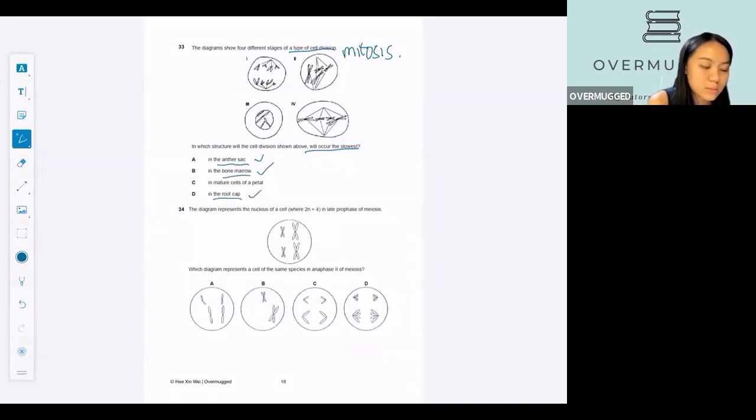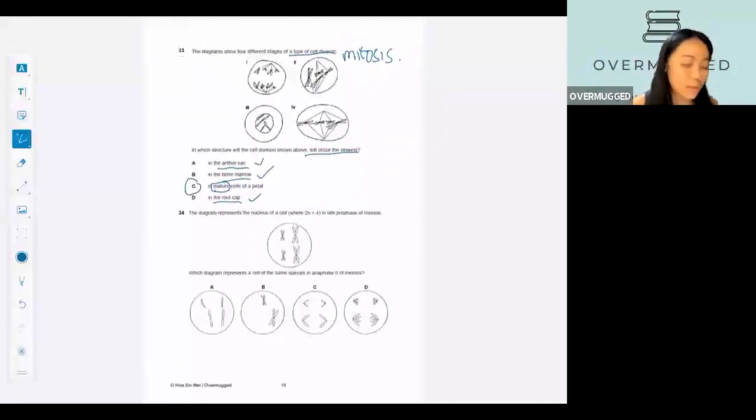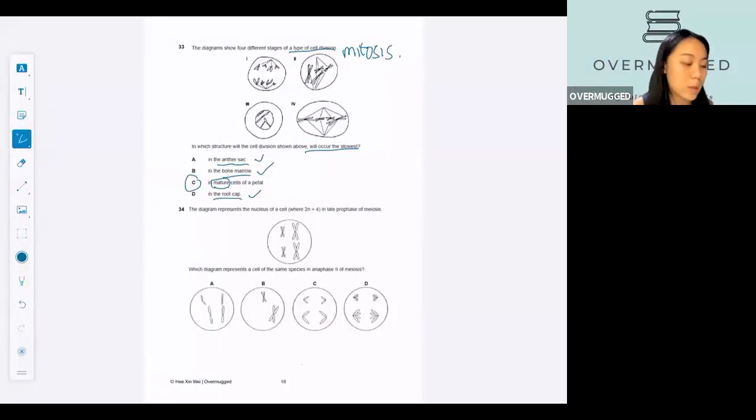Root cap, yes. Except for mature cells, you won't actively divide because you don't have to grow anymore. It's like when you are young, there's a lot of mitosis going on so that you can grow taller. But now, when you are older, you guys still can grow, but I cannot, then mitosis has stopped already, okay? Let me continue 34 first. Then I will go back to 31 and 32.